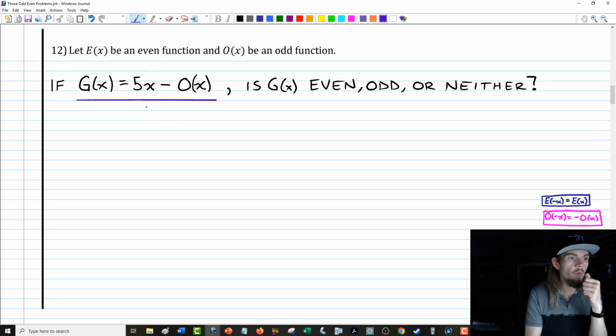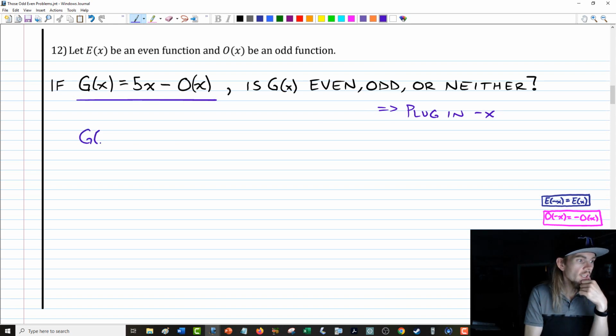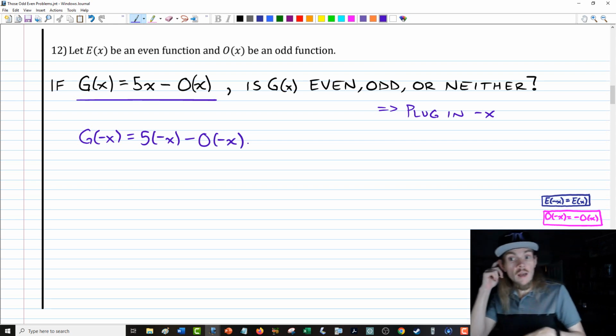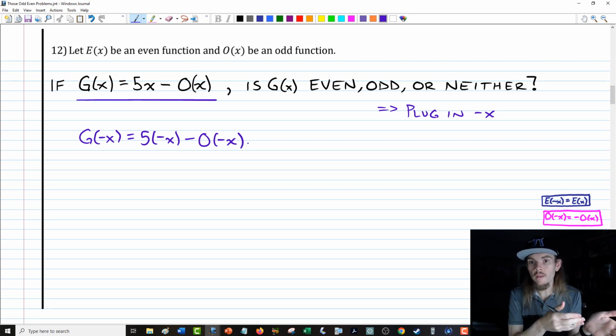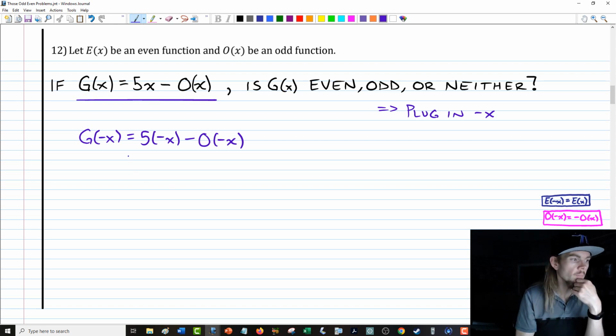Well, as we said before, our process is consistent. To determine that answer, we have to plug in negative x and see what happens, see what ends up with our function. So in here, we're going to plug in negative x to g of x. That's going to be 5 times negative x minus o of negative x. Again, it's just a step. But if you're thinking in terms of tests, that's a point. Just plug in negative x, you get a point. It's a good thing. You like points, don't you?